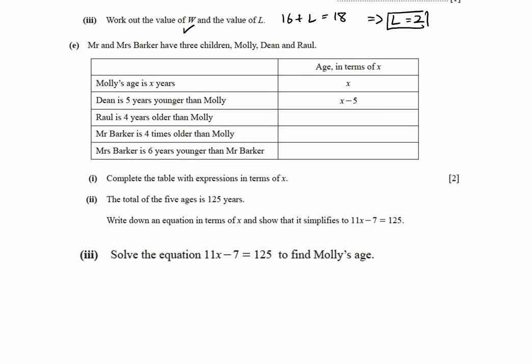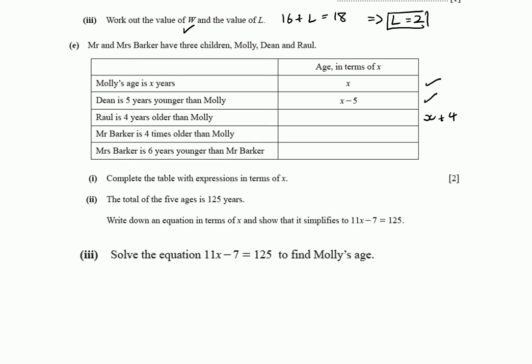So here we go with the last one for this video. Mr. and Mrs. Barker have 3 children, Molly, Dean, and Raoul. And they're giving us some information. Molly's age is X years, so her age is X over here. Dean is 5 years younger than Molly, so we have to take Molly's age and subtract 5. They've written X minus 5, we can agree with that. Raoul is 4 years older than Molly. So if we take Molly's age, which we're calling X, and add 4 to it, we're going to get Raoul's age.